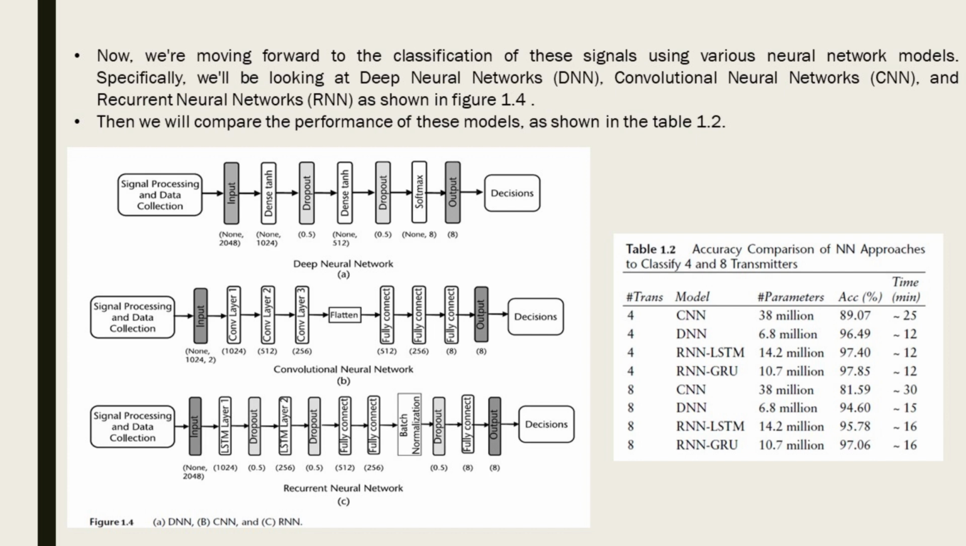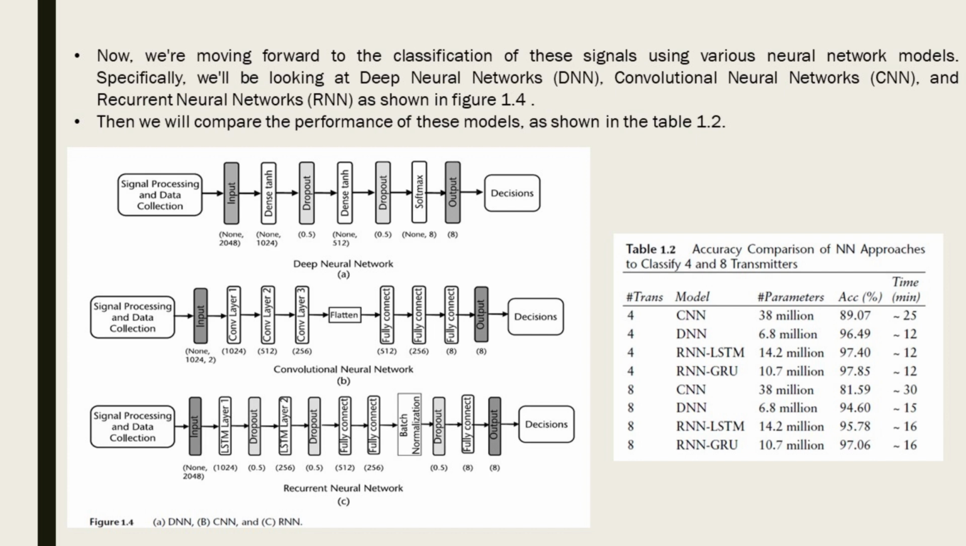Lastly, we have the recurrent neural network, or RNN. RNNs are designed to handle sequential data, making them ideal for time series data like RF signals. This particular RNN uses LSTM, long short-term memory, layers, and GRU, gated recurrent units, both of which are effective in capturing long-range dependencies in the data. The RNN architecture in our example starts with an LSTM layer, followed by a GRU layer. These layers help in retaining important information over time, which is crucial for accurate classification. The network also includes dropout and batch normalization layers to enhance performance and stability.